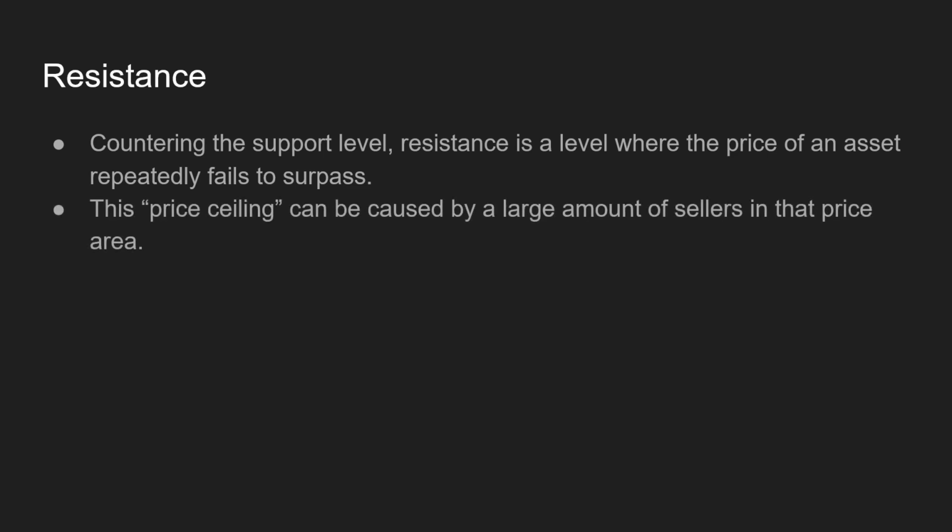Now, on the flip side of things, we have resistance. So to counter the support level, resistance is a level where the price of an asset repeatedly fails to surpass. This price ceiling, if you want to think about it like that, can be caused by a large amount of sellers in that price area.